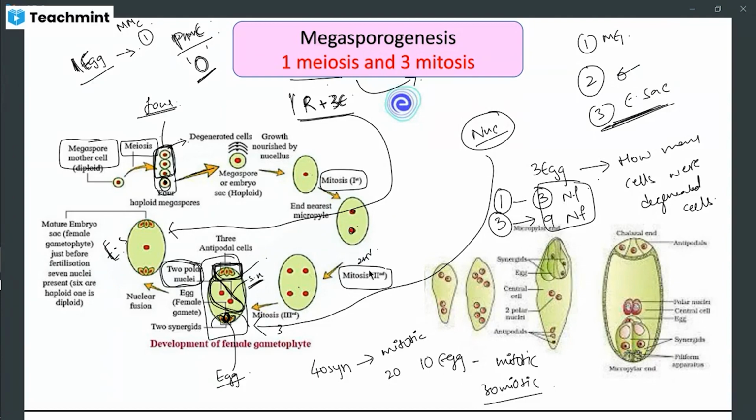Sir, each MMC produces 2 synergids. For the production of 2 synergids, you require 3 mitotic divisions, right? Yes, sir. Okay. So ultimately, our plant produced 40 synergids. So how many mitotic divisions do you require then?